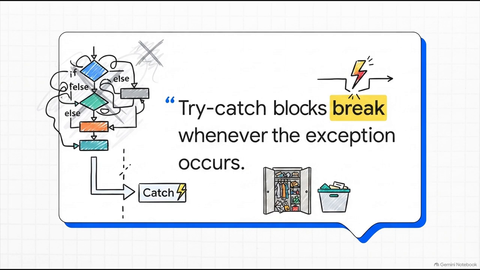Now, you might be wondering, and this is a very common exam question, why don't we just use standard if-else statements? Well, the answer is that try-catch cleanly separates your main logic from your error handling. The problem with relying only on if-else is it creates a ton of unnecessary, messy code, and it really relies on you predicting exactly when and where an error will happen. Try-catch, on the other hand, simply breaks and moves to the catch block whenever the exception occurs, no matter where it happens inside that try block.